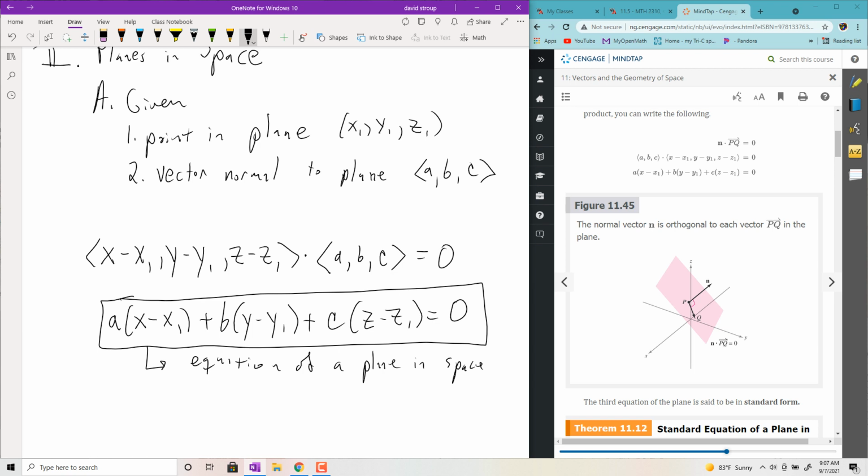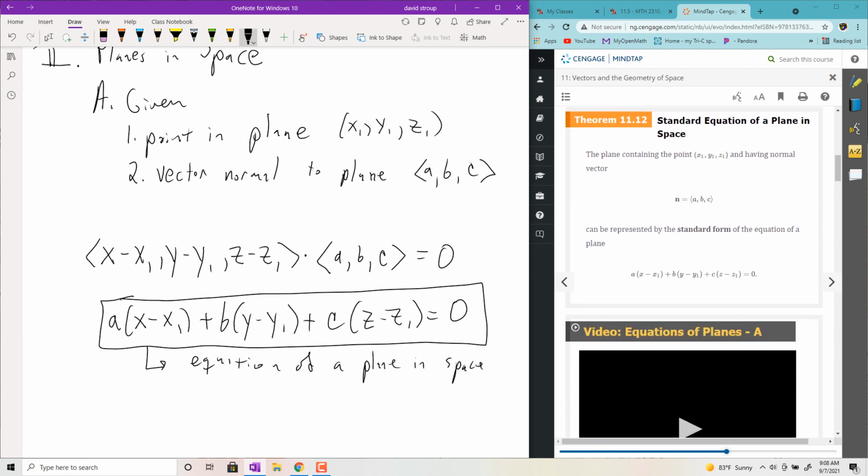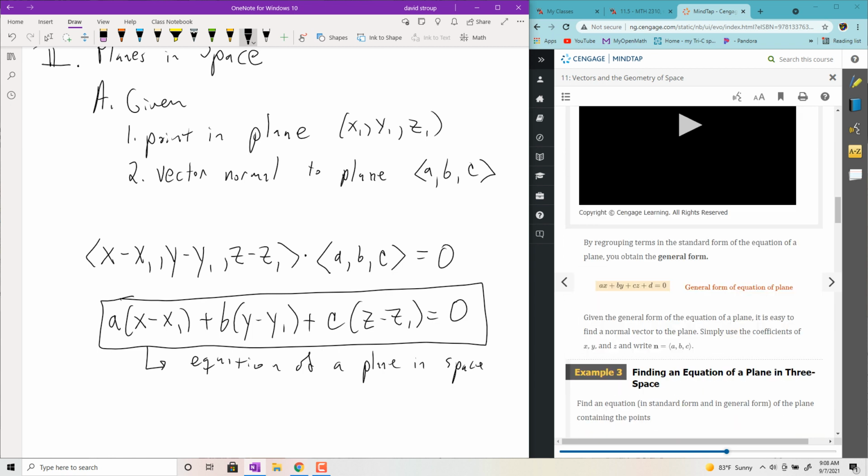Okay, so let's see if they give us one of these. Yeah, so that's the standard form for the equation of a plane in space. And then they have the general form. I think in the software, you could always just put in this standard form and it's happy.